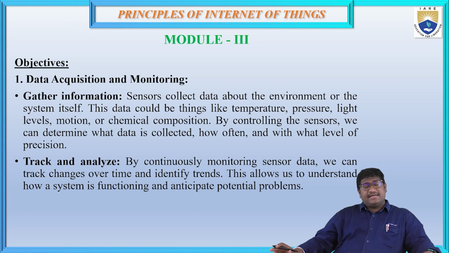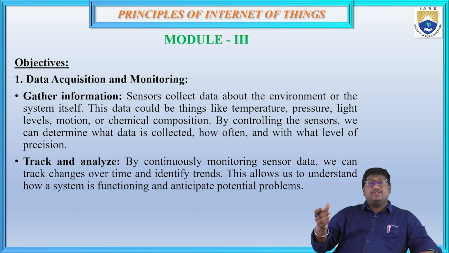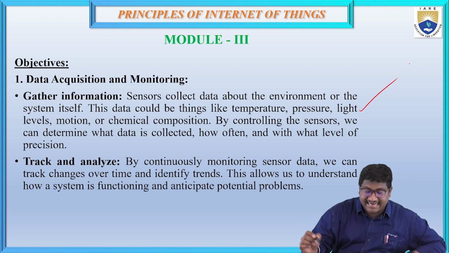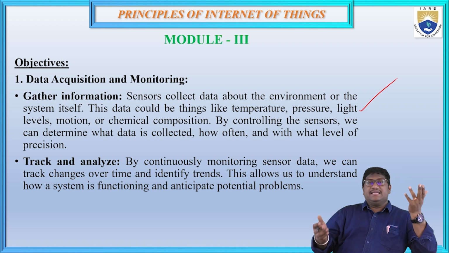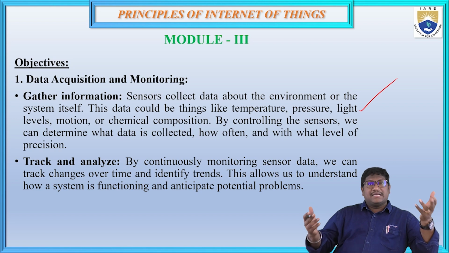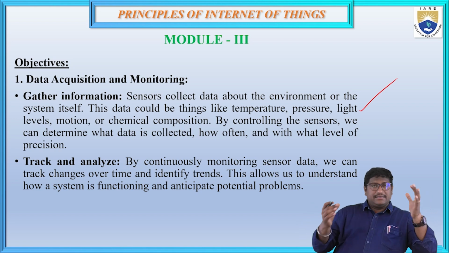These objectives are divided into two different types. The first one is data acquisition and monitoring, which plays a major role in IoT devices. We need to grab the data, and that particular data has to be continuously monitored. The first point, see here, gathering information. Sensors collect the data from the environment to the system itself, where the data can be anything like temperature, pressure, light levels, motions, chemical composition, whatever the type was, it will be considered as data.